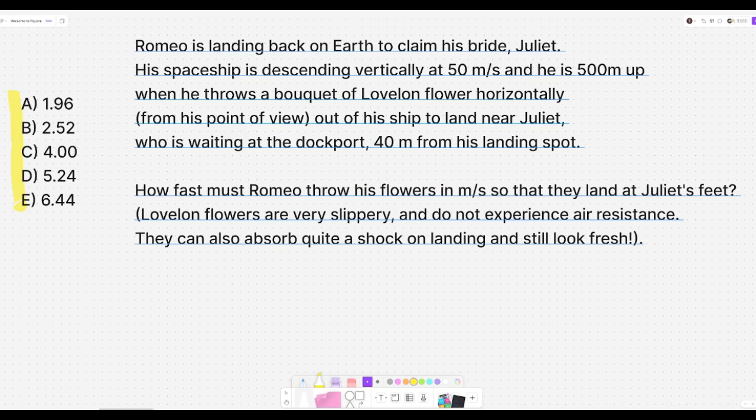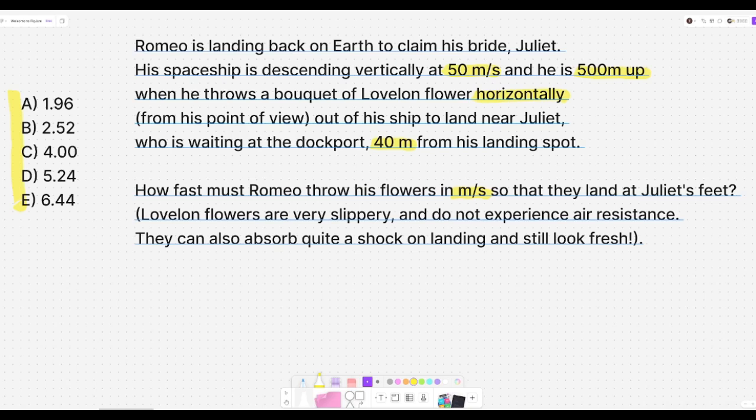Romeo is landing back on Earth to claim his bride, Juliet. His spaceship is descending vertically at 50 meters per second. He's 500 meters up. He throws a bouquet of love-in flowers horizontally from his point of view, out of the spaceship, to land near Juliet, who's waiting in a dockport 40 meters from his landing spot. We're going to assume that this is horizontally from his landing spot, which is the only thing that makes sense. How fast must Romeo throw his flowers, in meters per second, so they land near Juliet's feet?